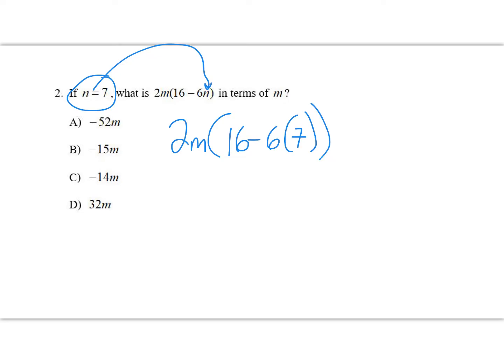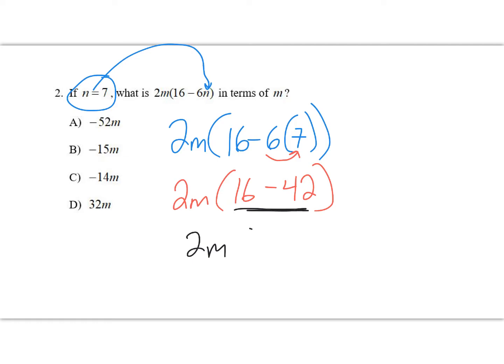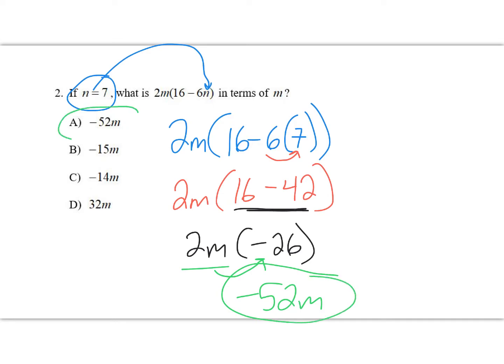Okay. So now we're going to do our work inside the parenthesis. We're going to do this first. So 2m times 16, and 6 times 7 is 42. Now at this point, I've got to still do the work inside of here. So 2m times 16 minus 42 is negative 26. And now we distribute the 2m into the negative 26 and get negative 52m. Boom. Option A. And there's that one.